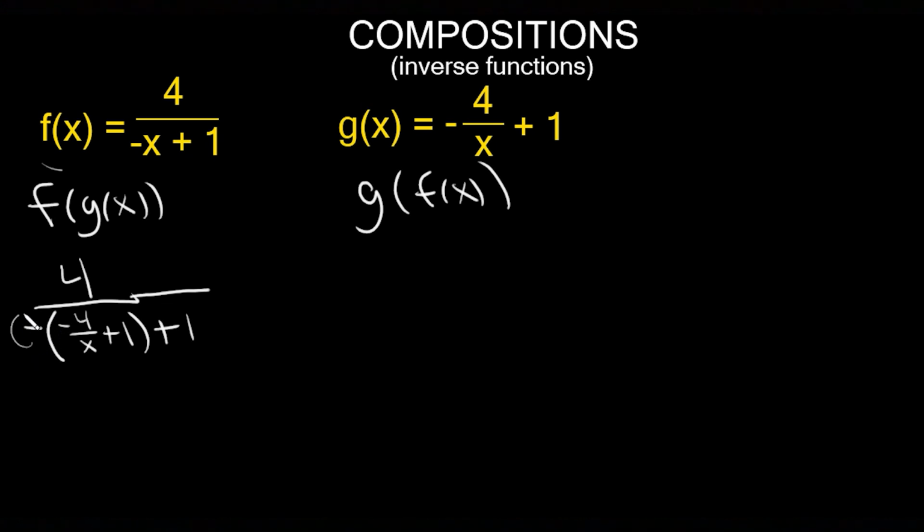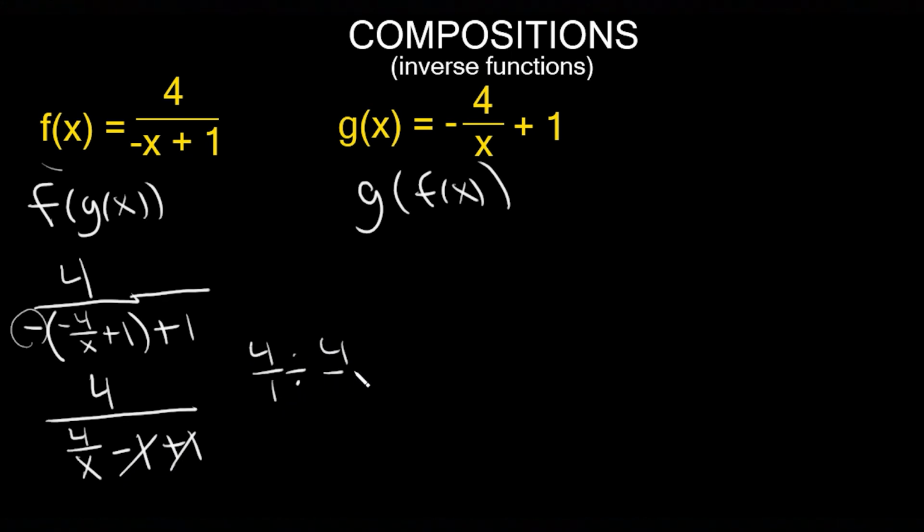I have to go ahead and distribute this negative right here. So if I distribute that negative inside, I end up with 4, and then here I end up with positive 4 over x, and then negative 1, and then plus 1. Well, negative 1, positive 1, they cancel out, so I'm left with 4 over x. And again, that's really 4 over 1 divided by 4 over x. Think about keep, change, flip. It now becomes 4 over 1 multiplied by x over 4. Again, keep, change, flip.